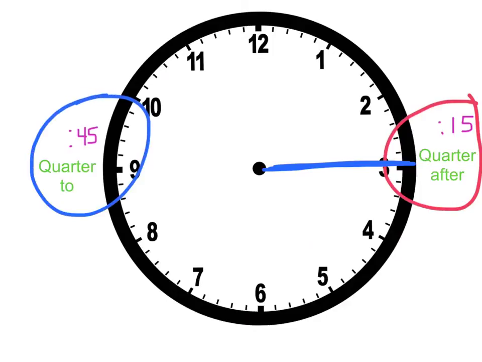When the minute hand is pointing to the 9, that's 45 minutes past the hour, 10:45, 12:45. But we could also say a quarter to the next hour. So if it was 10:45, that's quarter to 11. If it's 12:45, that's quarter to 1, whatever the next hour coming up is.